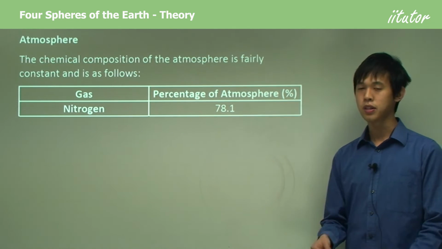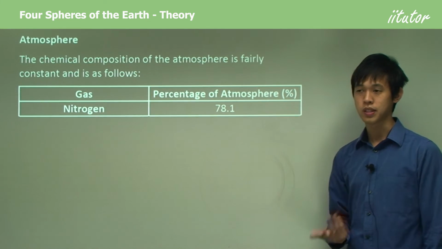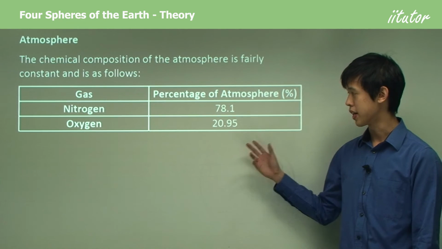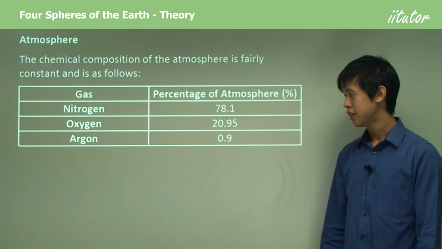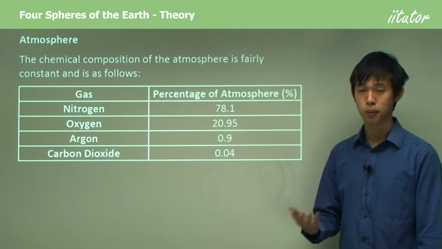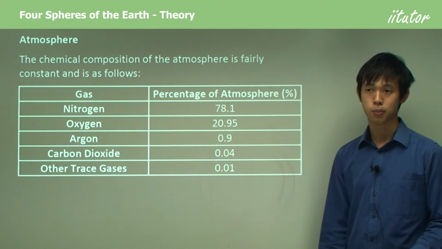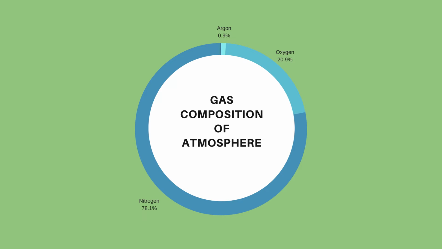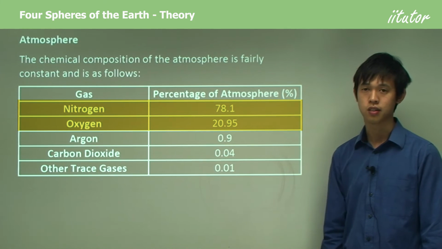So the chemical composition of the atmosphere is fairly constant, but it does vary from place to place, but not by much. So nitrogen makes up the most, about 78.1%. Oxygen is almost 21%. Argon is 0.9 of a percent. Carbon dioxide is 0.04 of a percent. And the remaining part is just 0.01% of whatever else is there. Helium, hydrogen, and other trace gases. So very, very little of other gases. Main ones are nitrogen and oxygen.